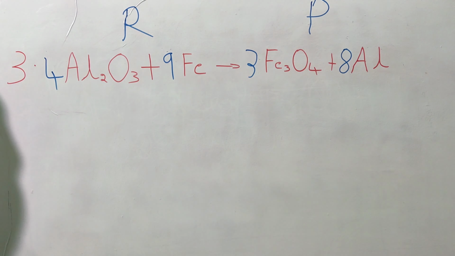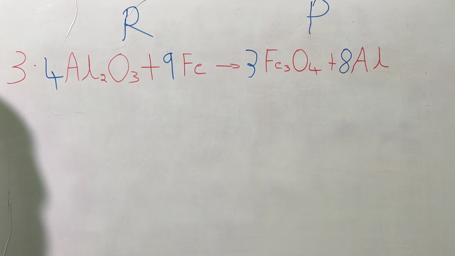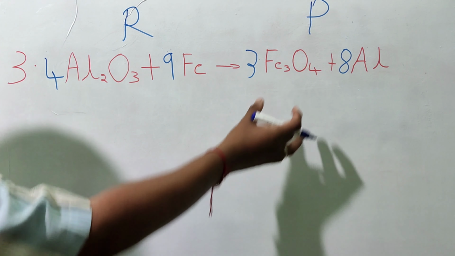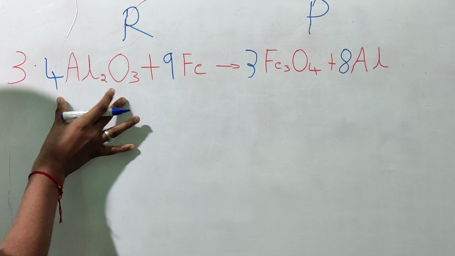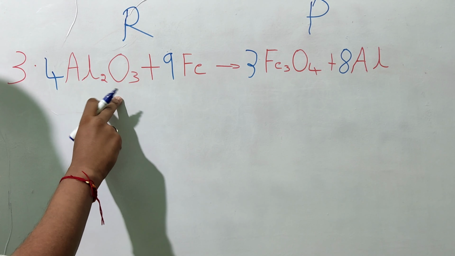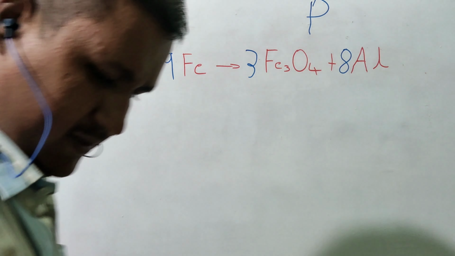Now check for oxygen. Oxygen is 4 3s are 12 and 3 4s are 12 on both sides. This is the balanced chemical equation. Like this, with this trick, by multiplying we can balance when we get odd number of oxygen and even number of oxygen on either sides.